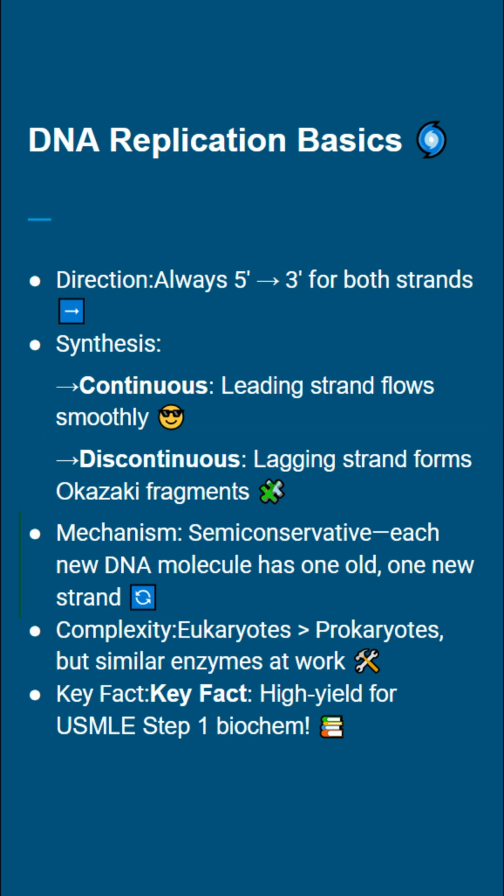This process is semi-conservative, meaning each new DNA molecule has one original strand and one new fresh one, kind of like keeping an old favorite shirt paired with a new one. Now, here's the deal. Replication is more complex in eukaryotes than in prokaryotes because of the larger genome. But the enzymes are pretty similar across the board. Now for Step 1, this is gold. Expect questions tying DNA replication to biochemistry pathways, so know it cold. Alright, now let's move to the next slide for the juicy details.